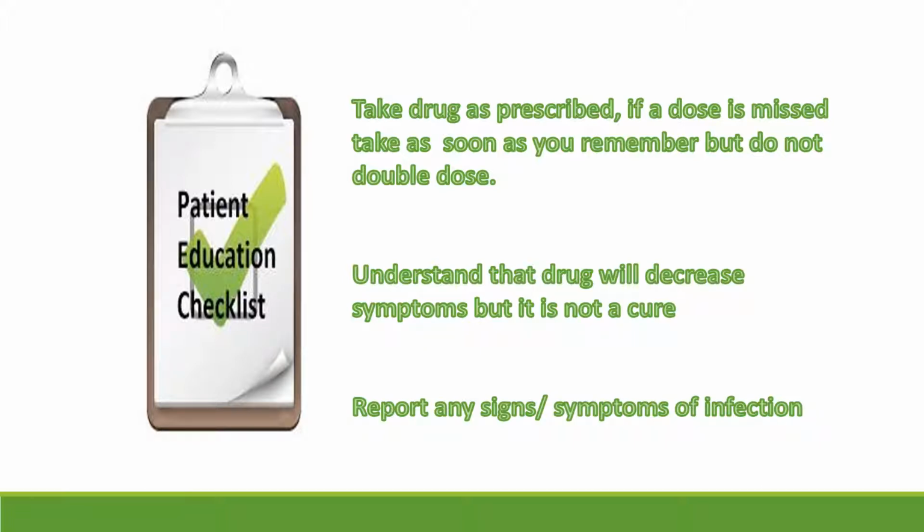Patient education for someone receiving antiviral should include instructions to take the drug as prescribed. If a dose is missed, they should take it as soon as they remember, but not to double dose. Understand that the drug does not cure, but will decrease symptoms and increase feelings of well-being. And that they're also to report any signs or symptoms of infection, such as temperature, sore throat, difficulty breathing, abdominal pain, jaundice, peripheral neuritis.